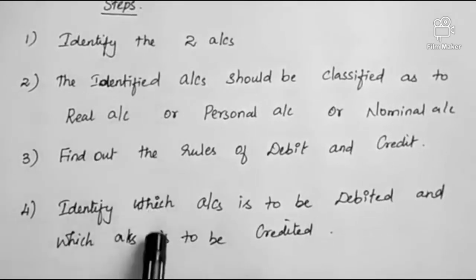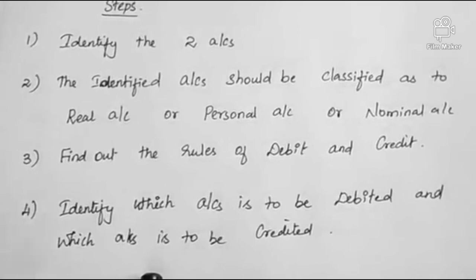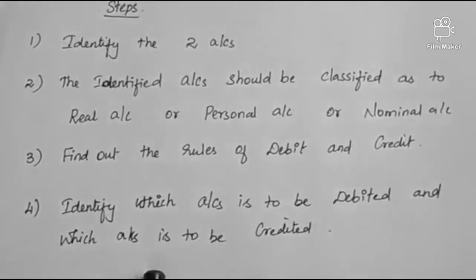So these are the 4 simple steps. With the help of these 4 steps, you will be able to make a journal entry in a systematic manner.